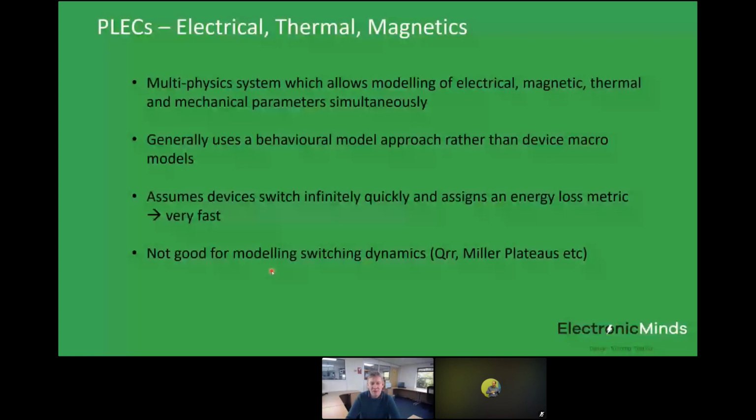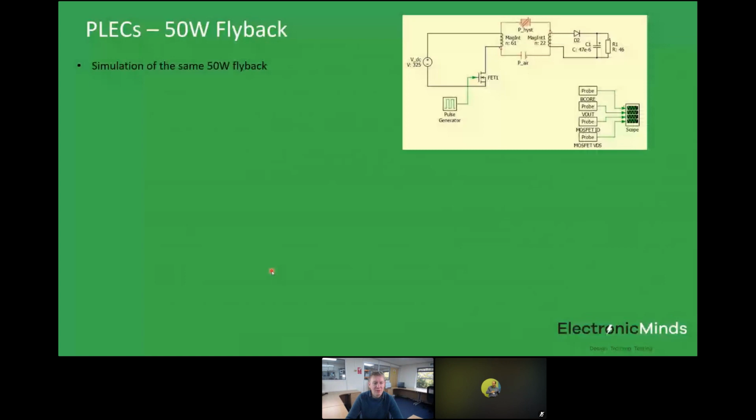The one I'm going to describe to you is what we use here, which is a block set version that sits on top of MATLAB and Simulink. And I quite like that environment because it allows you to embed your simulation within a Simulink environment as well and start doing some behavioral modeling, which I'll show you shortly. So let's go back to our 50 watt flyback, our favorite little converter. This is what the simulation looks like for that same converter operating in PLECS.